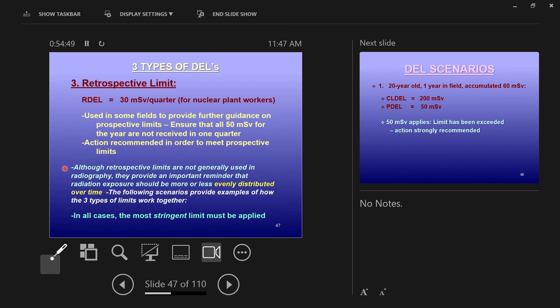Okay. They provide an important reminder, though, that radiation exposure should be more or less evenly distributed over time. They give some scenarios that we're not even going to worry about. But the point is, I think in yellow here is an important point. Radiation should be evenly distributed as much as possible over time, right?